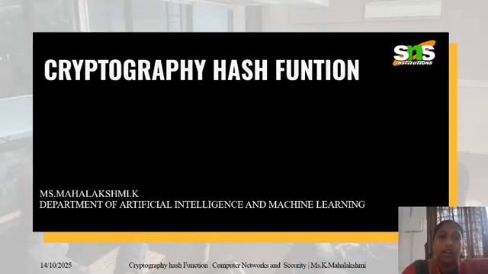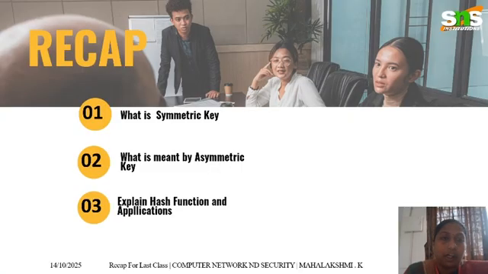Good morning all. Today we are discussing cryptography hash functions. Yesterday we discussed what a symmetric key is, what an asymmetric key is, and explained hash functions. Symmetric key uses the same key for the encrypting and decrypting process, but asymmetric key uses two different keys. Encryption uses the private key, decryption uses the public key. The hash function uses the same function in the applications. Those are symmetric key, asymmetric key and hash functions.